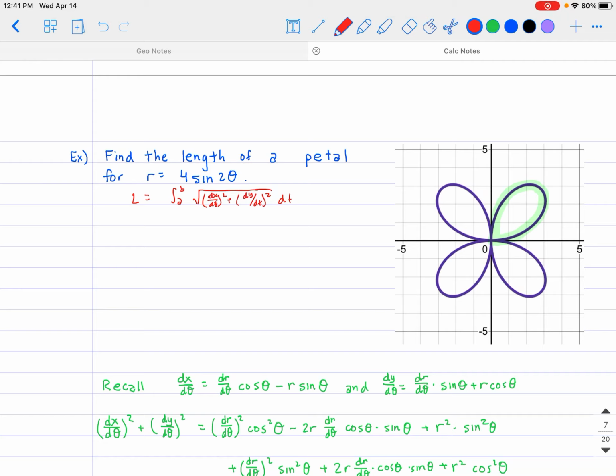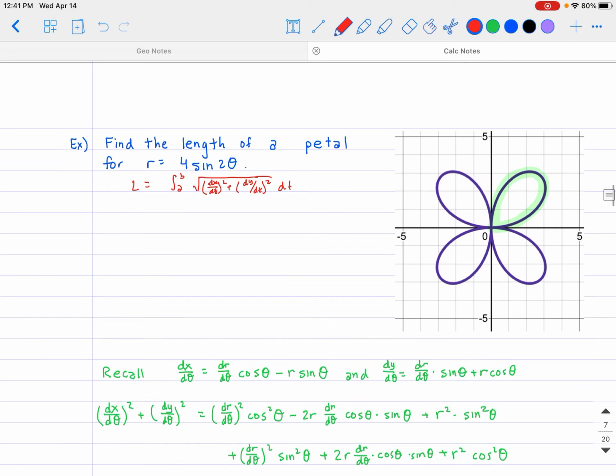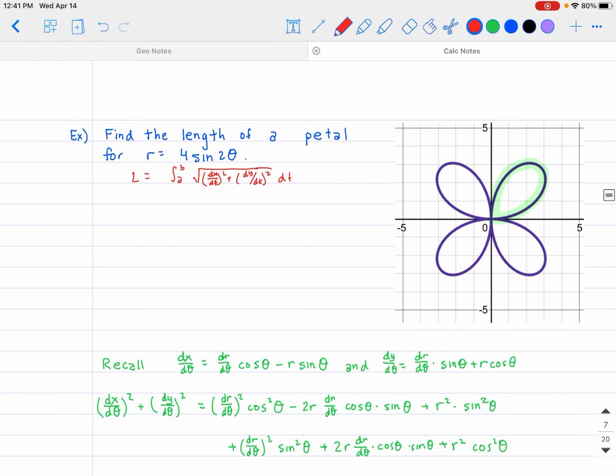I want to take this and convert it into polar. So we're going to see how that works out. So first off, instead of saying t, we're going to go ahead and say theta.